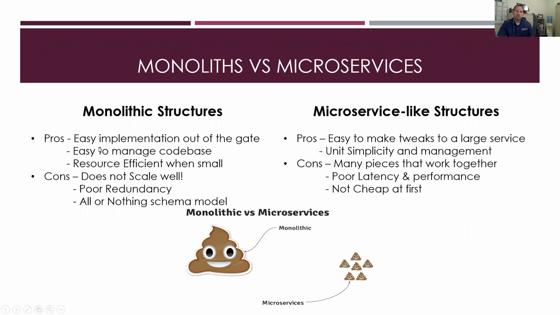So they talk about two different structures, the monoliths and the microservices. The monolithic structure, the pros are that it's easy to implement out of the gate, easy to manage the code base, and resources are efficient when small. The cons are that it doesn't scale well, it has poor redundancy, and it's an all or nothing scheme in the model. With the microservices-like structure, the pros are that it's easy to make tweaks to large services, and there's unit simplicity and management. The cons are that there are many pieces that work together, poor latency and performance, and it's not cheap at first.